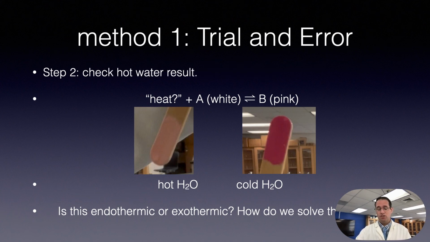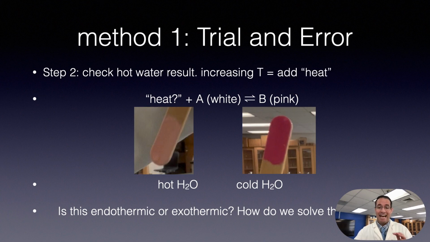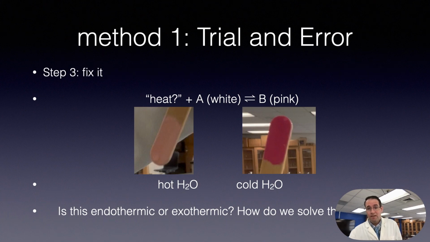So step two, you just want to check the hot water result. If we increase the temperature, that's the same thing as adding heat, remember? And remember that if you add heat, it's going to shift away from the increase, or shift right. And that's not right, because in hot water it was white, it was not pink. So we know this is wrong, so we fix it.